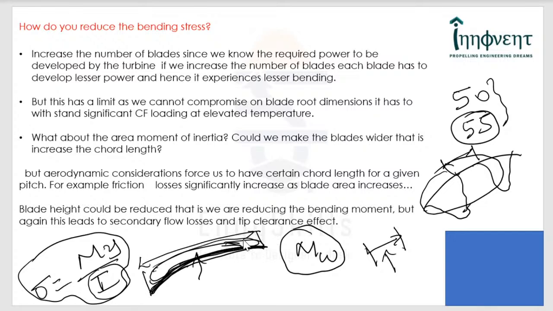Now, what about the blade height? When you reduce the blade height, for a given tangential force, the bending moment, which is F into, let's say, R, is actually reduced. But the blade height again cannot be reduced, because what could happen is there can be tip loss issues, there can be other issues which you can see here.